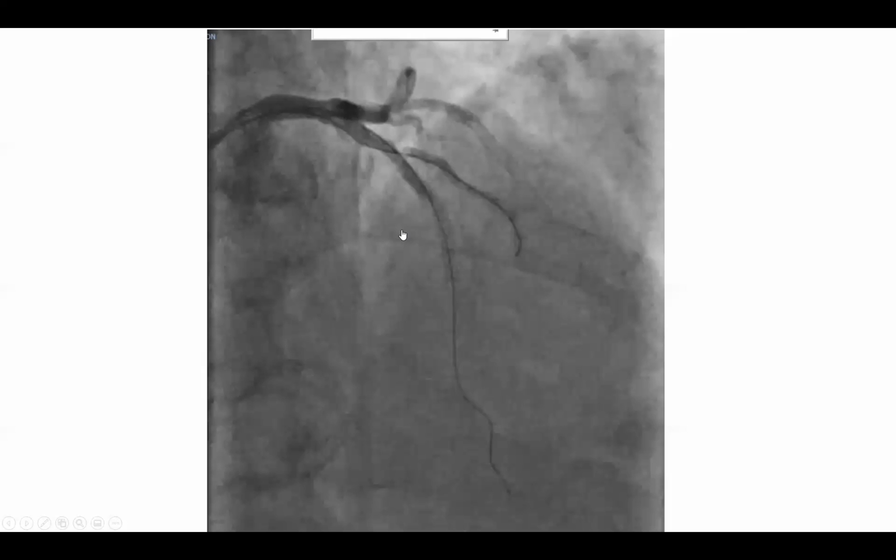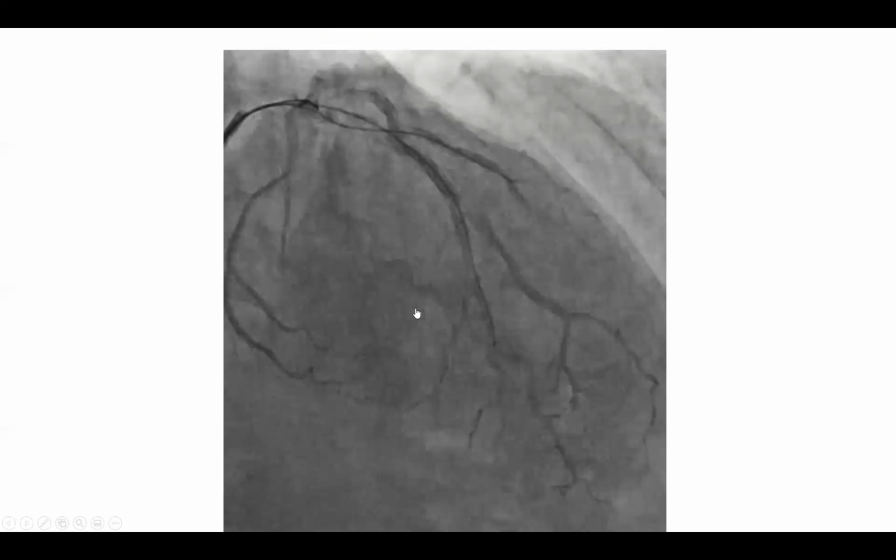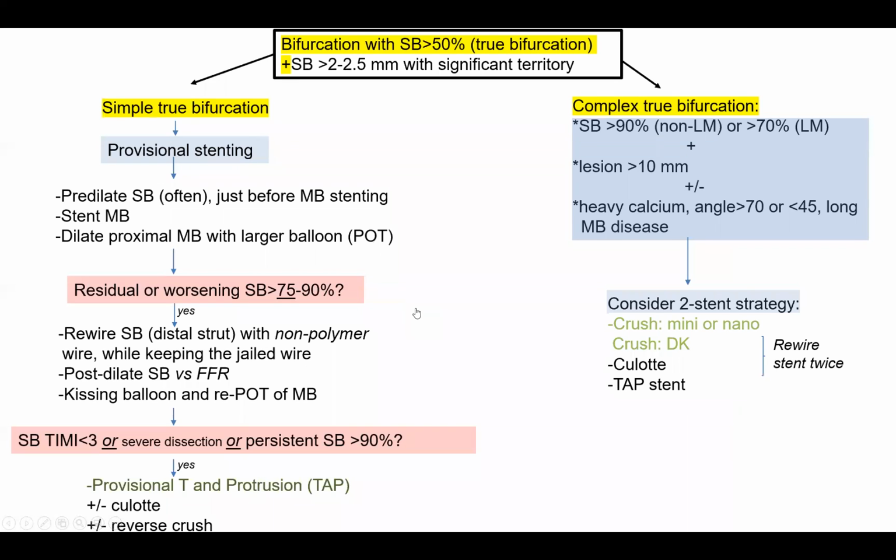So an okay result across the side branch in a simple bifurcation, keep it, leave it alone strategy. Don't try to maneuver and potentially get in trouble with dissection. All right, now I will go to the second big algorithm, the more important one, which is when you have a true bifurcation. So side branch over 50%, and the side branch is large, over 2 to 2.5 millimeter with significant territory. So what is the approach here?